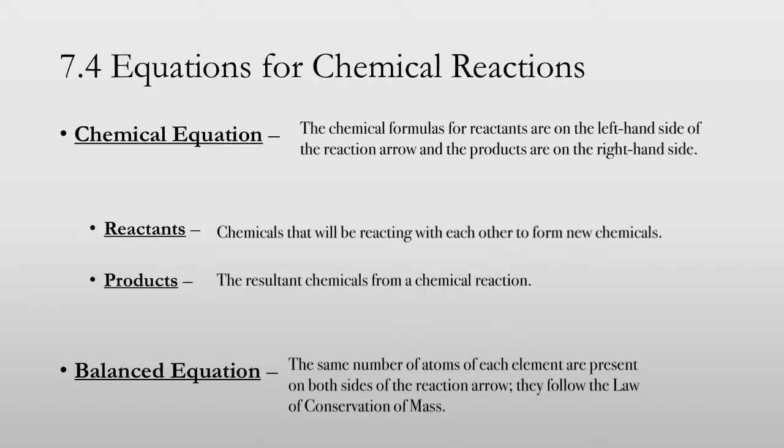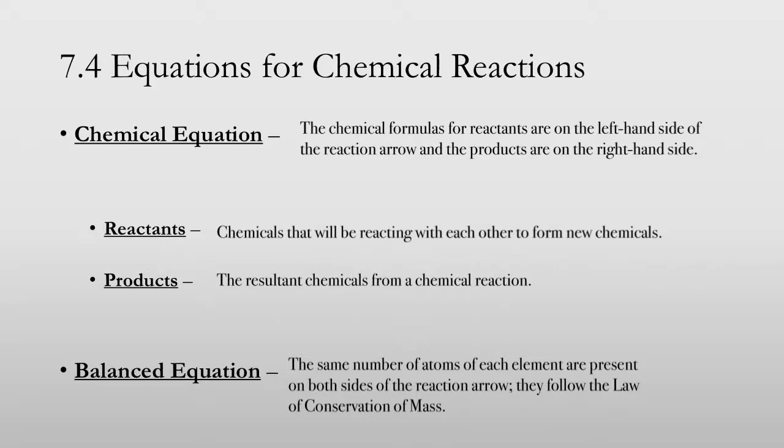So a chemical equation is defined as the chemical formulas for reactants being given on the left-hand side of a reaction arrow and the products on the right-hand side. Everything needs to balance out. You have to have the same number of atoms of each element on both sides of the arrow.